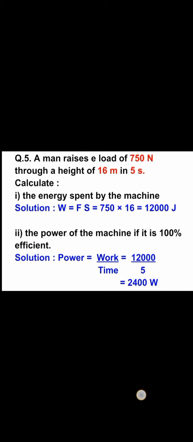And second part, the power of the machine if it is 100% efficient. So power equals work done by time. Work done from the previous part is 12,000 and time is given 5 seconds. After dividing, you will get 2400 watt.